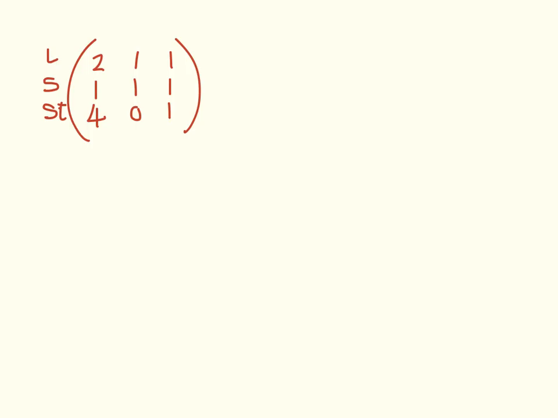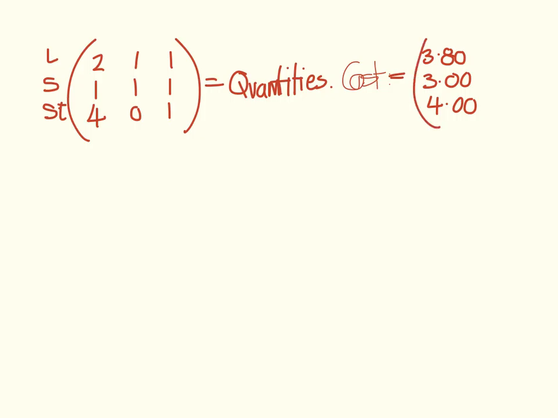Okay, we also had a matrix that described our costs. Let's call this one our quantities matrix. And now we'll set up our cost matrix. So the cost matrix is going to be $3.80 at the bakery for sausage rolls, $3 for donuts, and $4 for drinks. So that's our bakery. And the canteen, we have $3 for sausage rolls, $4 for donuts, and $3.65 for drinks.